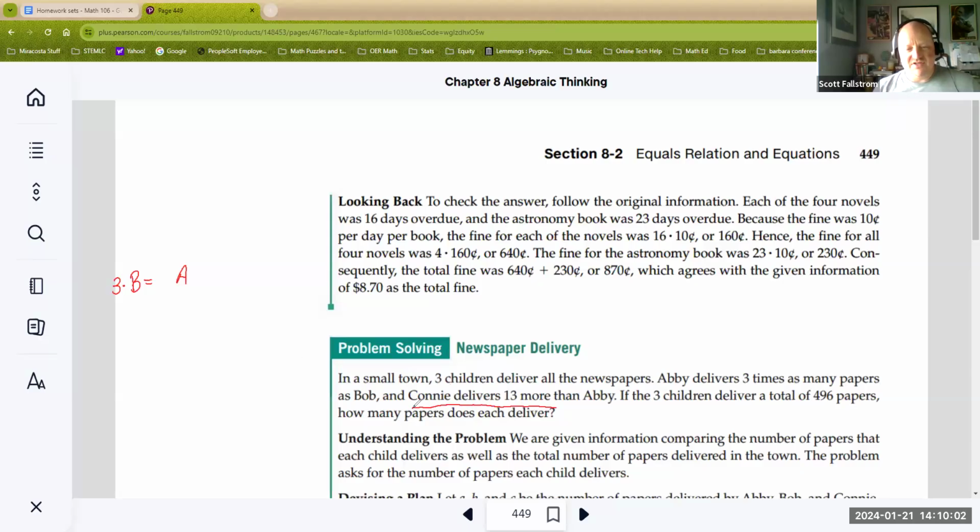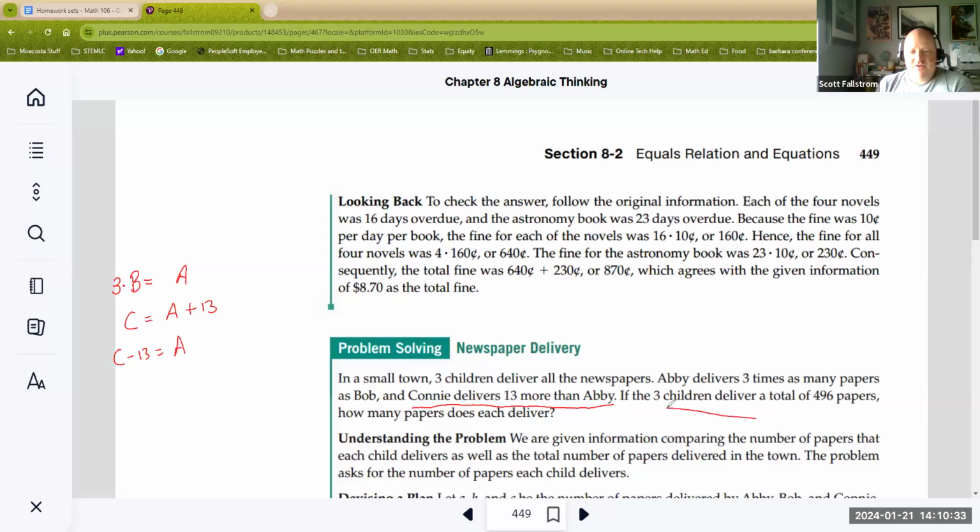Connie delivers 13 more than Abby. Okay, so Connie delivers more than Abby. So Connie, you see, is Abby plus 13. Another way you could think about this, right, is, well, I guess you could say it the other way. You could say Connie minus 13 is equal to Abby. That would also be fine. Okay. All right, so we have a lot of relationships here that we could use.